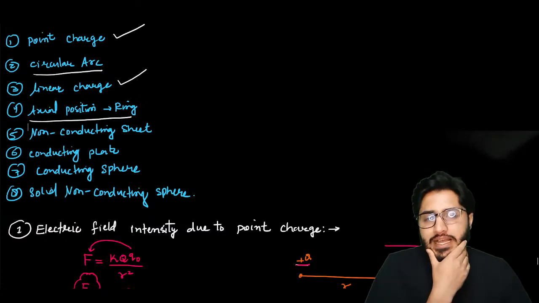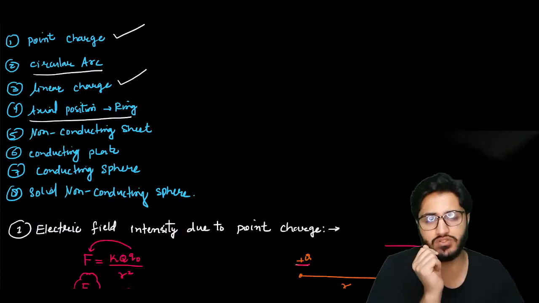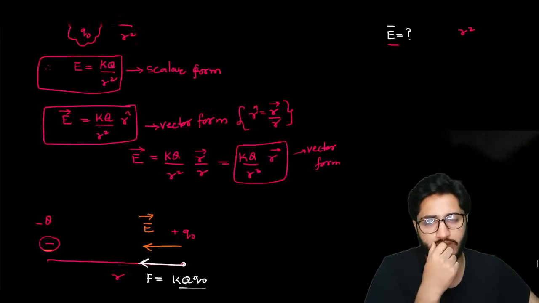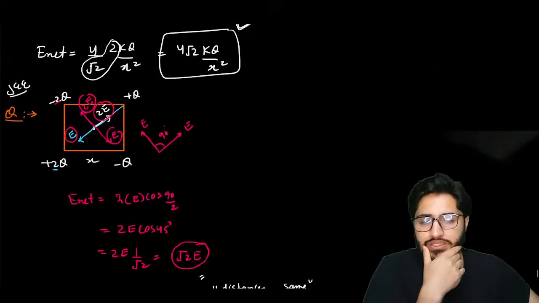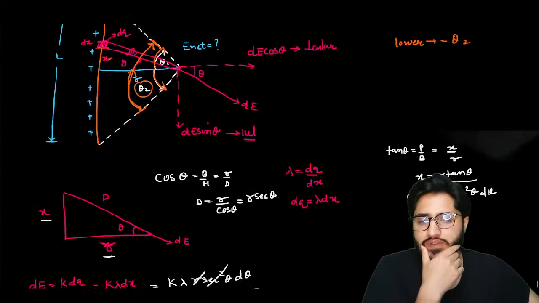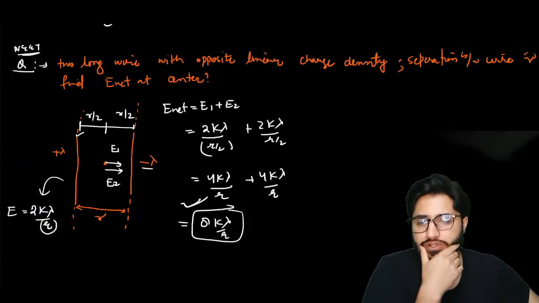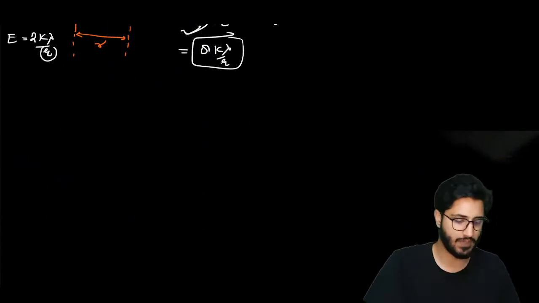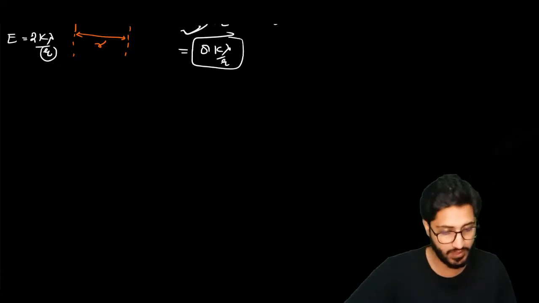As I have just marked the tick on it, the point charge and linear charge are done. Now let's talk about the circular arc one. These are some numericals that we did in our previous class. In today's class, we will be dealing with special cases. Now let us mark the heading as due to circular arc.